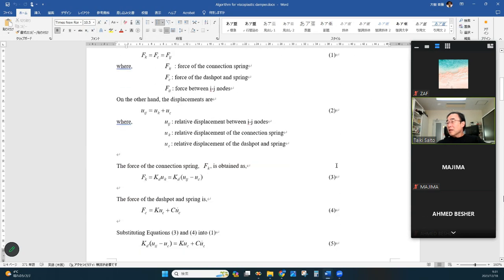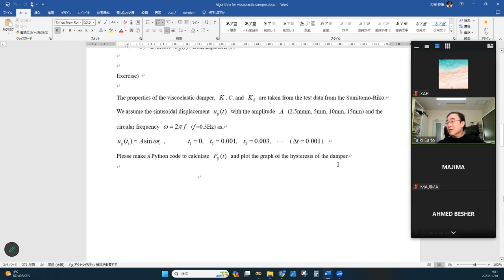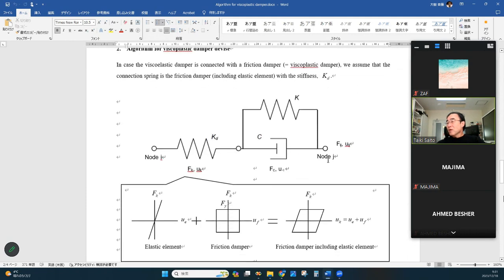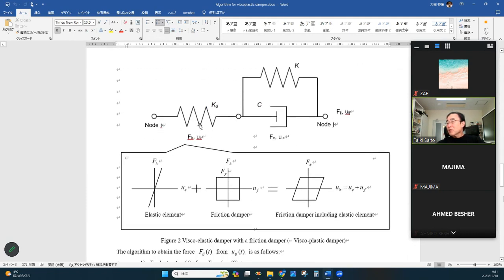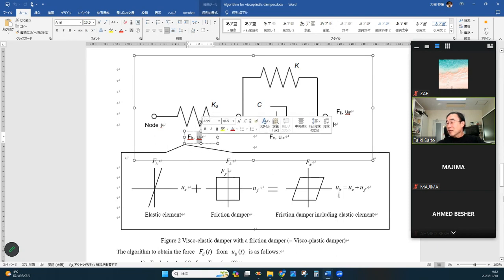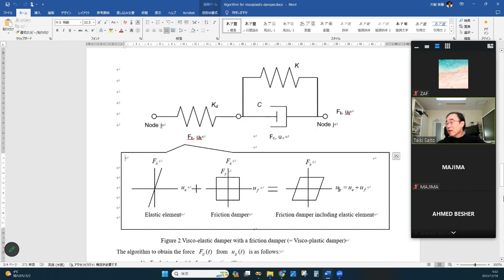Okay. And in case of viscoplastic, I mean, combined with friction damper, we assume this spring, connection spring, KD. This spring is a combination of elastic element and friction damper. So it's a bilinear hysteresis. Okay. So how to say? So we need this UK, displacement of connection damper. So UK will be the displacement of bilinear hysteresis. Okay?